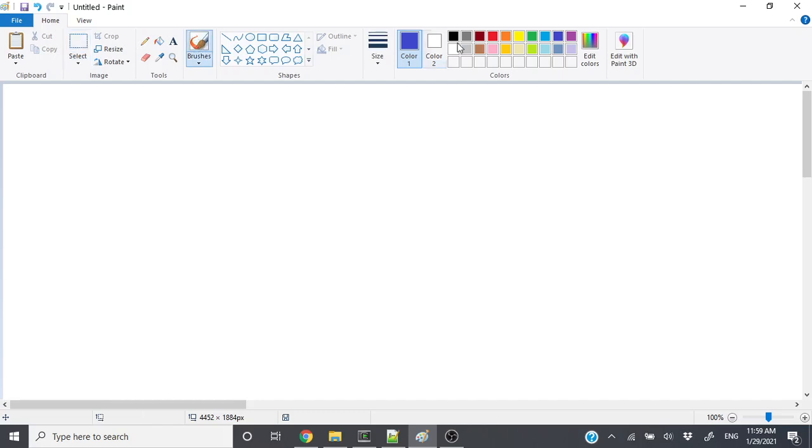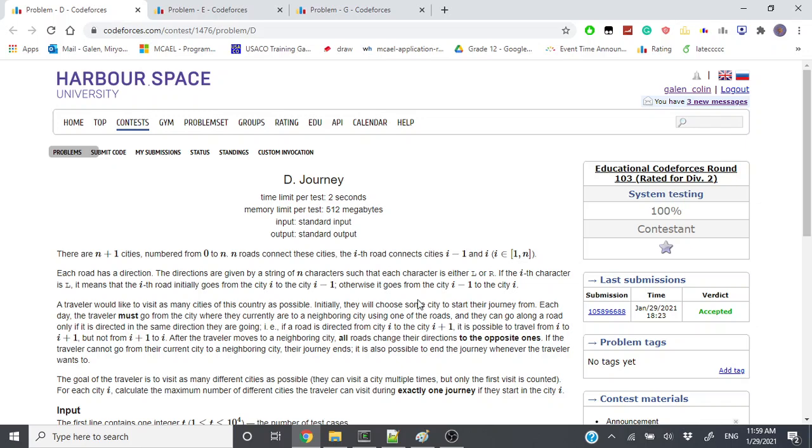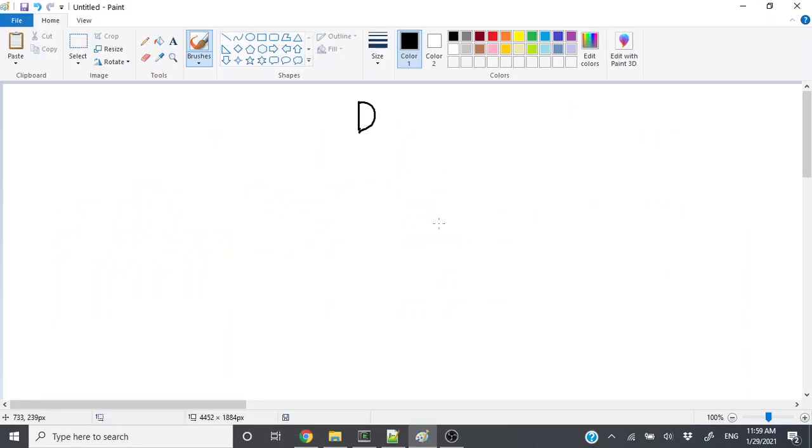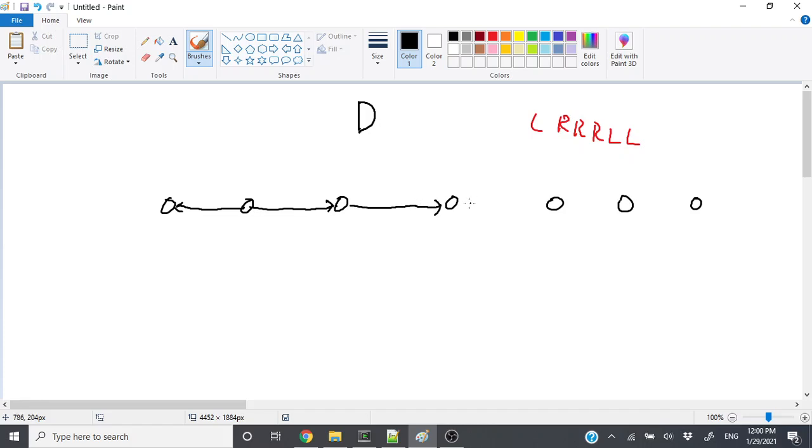Now we move on to D, where we... let's see. So D is fundamentally a kind of weird statement. We have a graph of length n plus 1 where, what do we have? So we have LRRRL. We have a string that consists of left and right. And from this string, we create a graph where the edge, like the first edge corresponds to the first letter, the second corresponds to the second letter, and so on. And the edge points left if it's an L, and it points right if the letter is an R. So for example, this graph would be this.